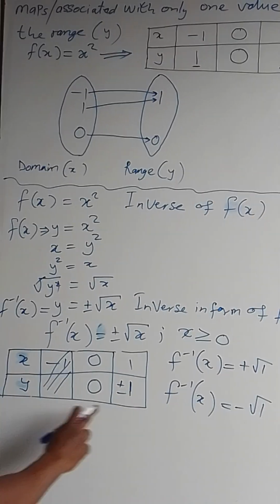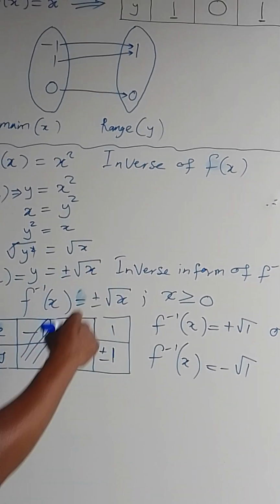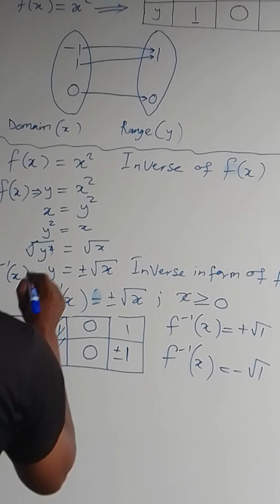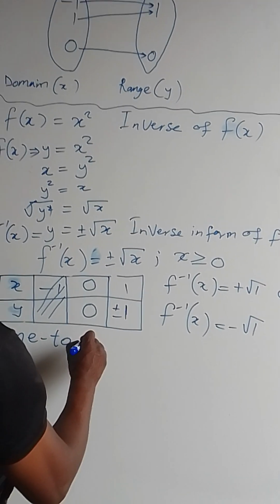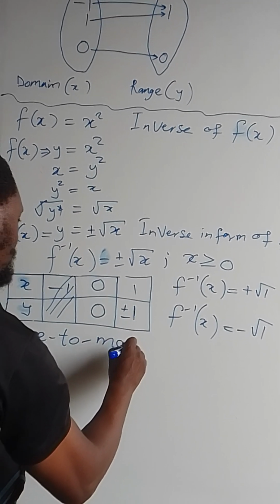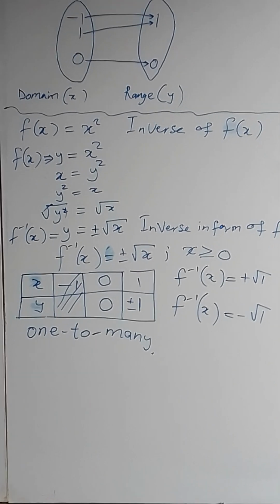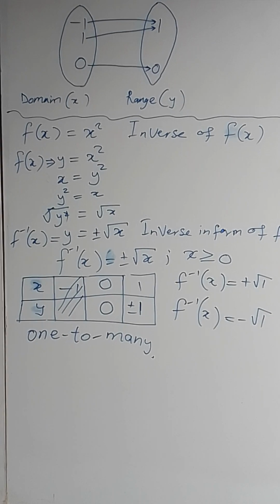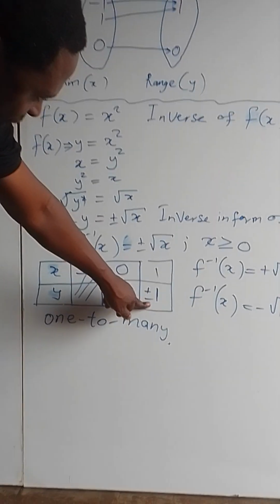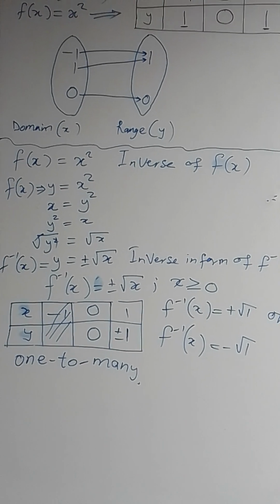Now this is what we call many to 1. 1 to many, sorry. It's 1 to many. You have one value of x which maps to many values of y. It is plus or minus.